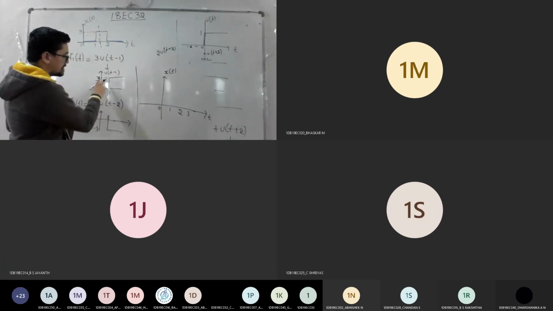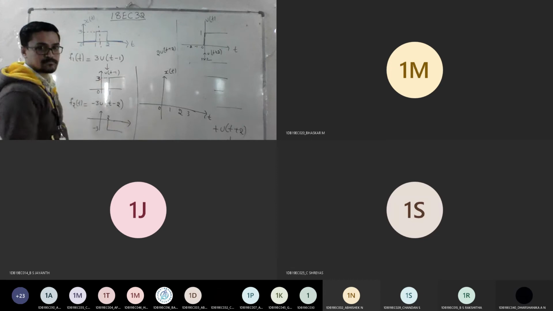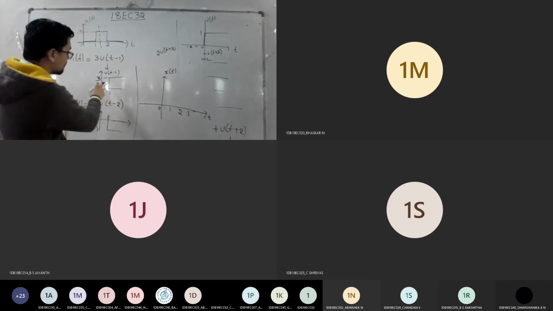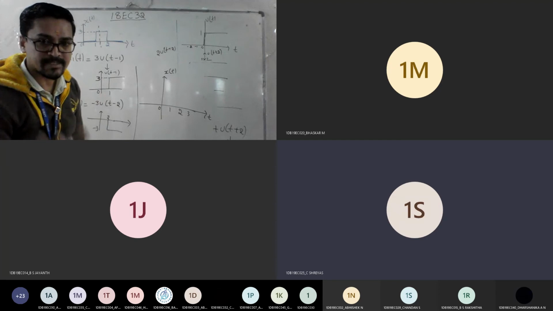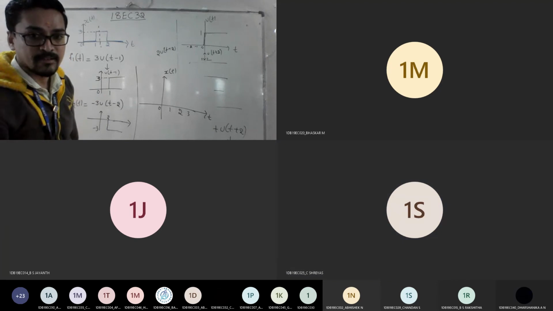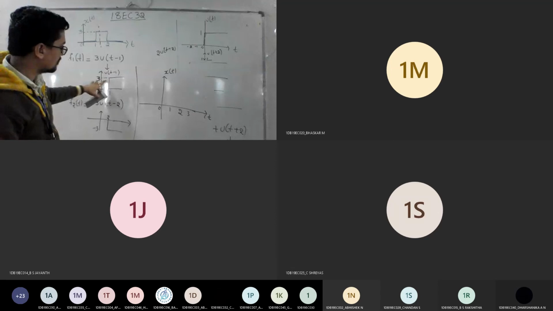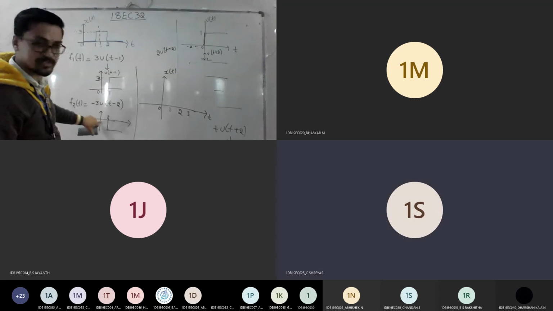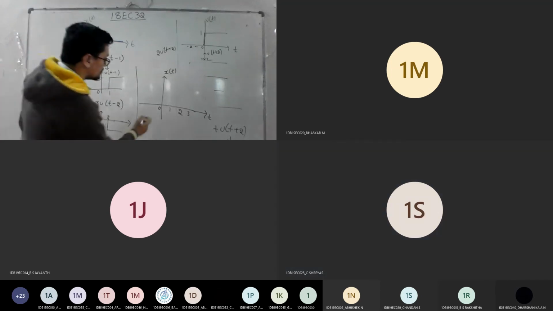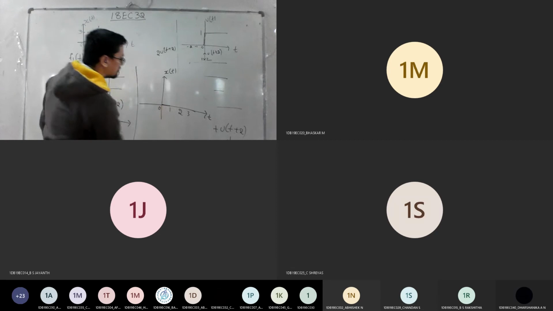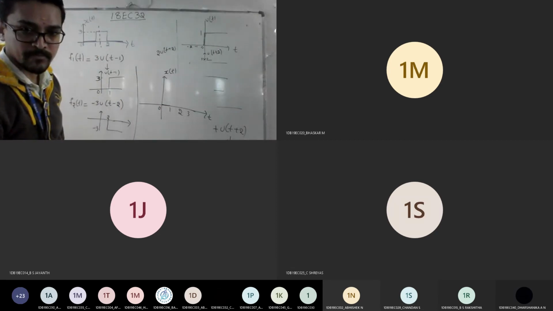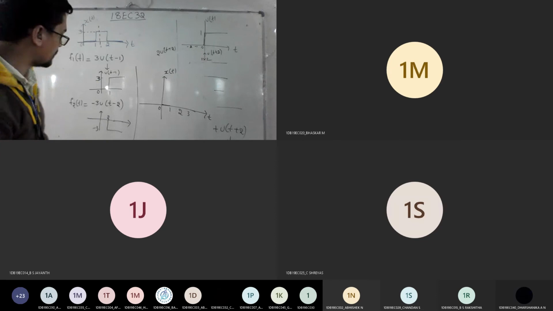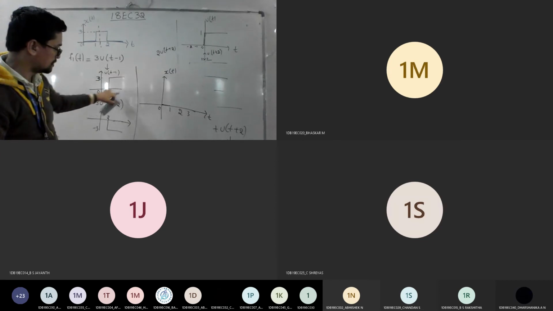From 0 to 1, is any signal there? No, sir. See here, no signal, and here also no signal. It means from 0 to 1 it remains constant. Agree, and draw. Next, 1 to 2.